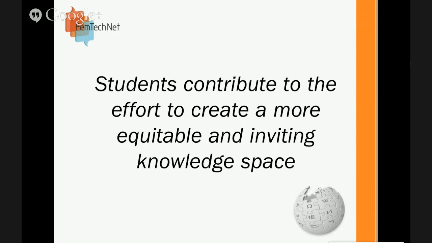I think in addition to the basic learning objectives that all Wikipedia editing activities contribute to, we also in FemTechNet argue that another learning objective is that in learning how to write for Wikipedia, especially focusing on topics having to do with women in science and technology, students were learning how to contribute to a more equitable and inviting knowledge space. They were making an intervention into Wikipedia to make it more equitable and responsible in its representation of the contributions and activities of women to the histories of science and technology. Next slide.